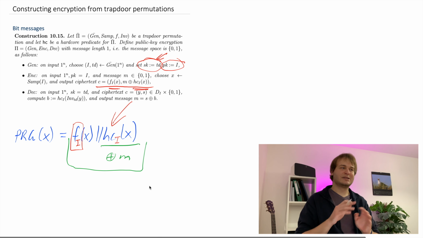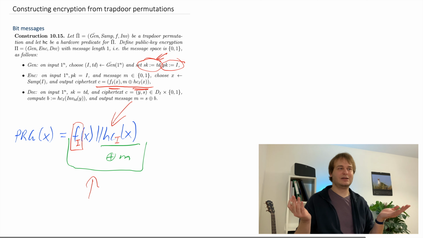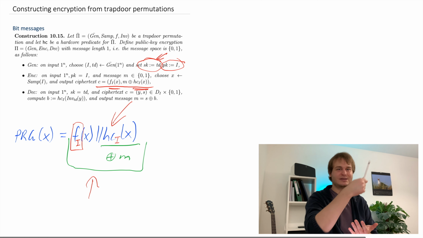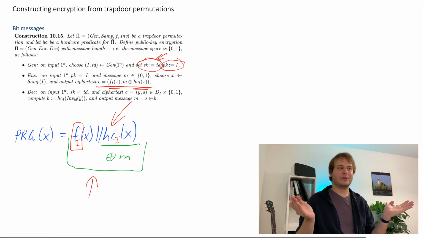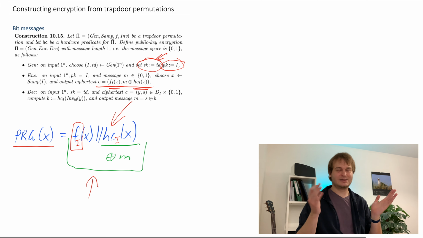So this means for someone looking at the ciphertext, nothing changes. Now it's just a custom-made one-way permutation that's used if I want to encrypt something for this guy. But other than that, nothing changes. For someone who doesn't have the trapdoor, this still is kind of a PRG. So it's pseudorandom and looks like a random string.